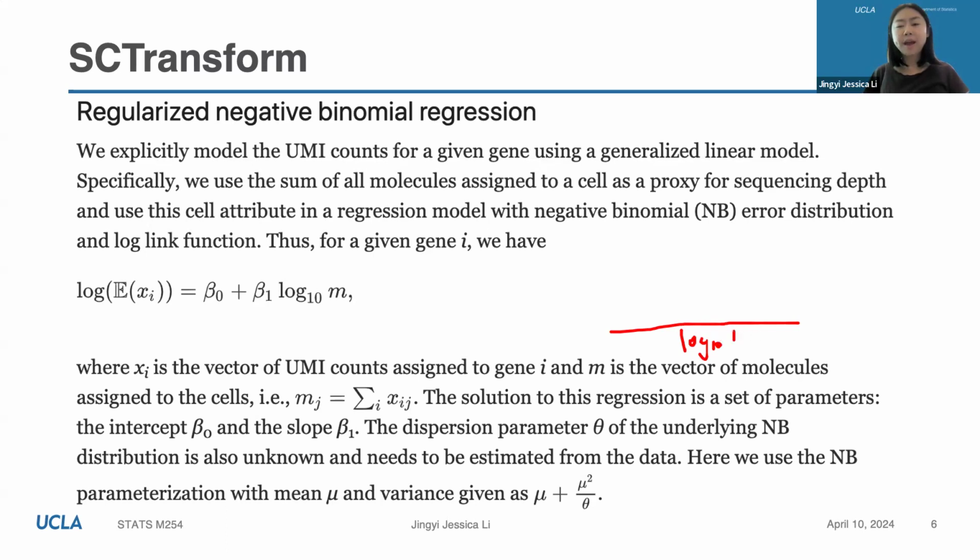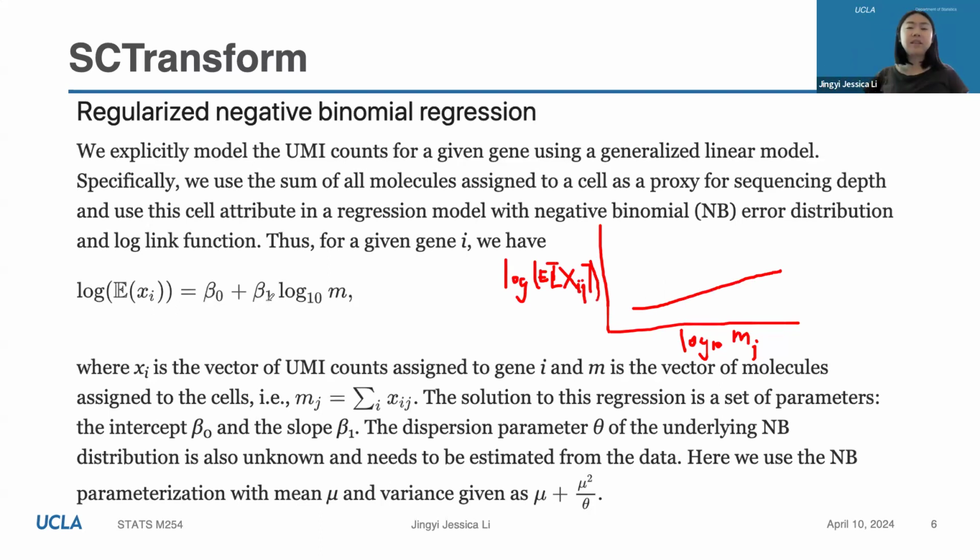I'll just add back the notation for cell J. So this is cell J's total library size, log transformed. And what you have is this log expectation, which is the negative binomial mean of gene I in cell J, Xij. You're going to fit a line for each gene I. Maybe the line is something like this, a linear line. So on the log scale, this is what you have.